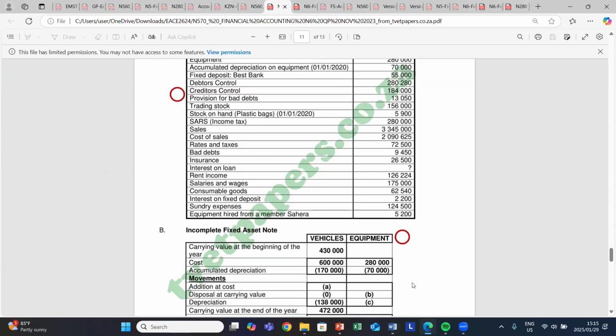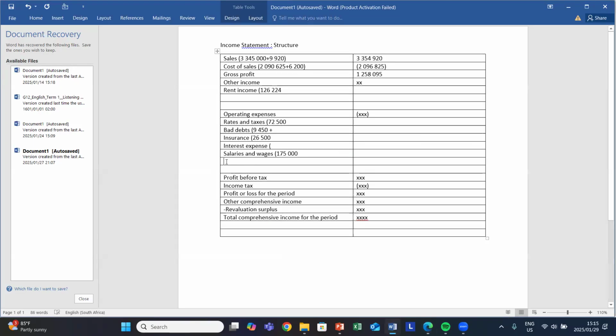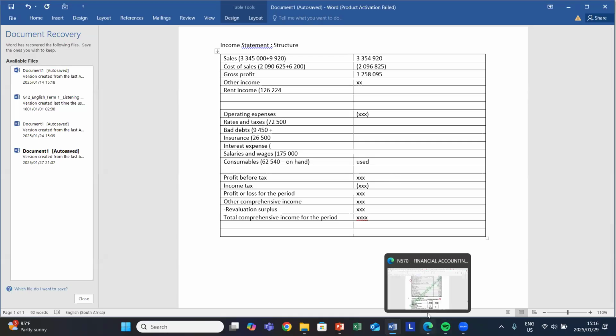And also we have consumable stores, which is 62,540. Remember for our consumable stores, we'll minus consumable stores on hand here. We'll minus the one that is on hand in our transaction so that we get the one that was used. For consumable stores, stationery, and also packing material, we always minus the one that is on hand so that we get the one that was used for the current financial year.